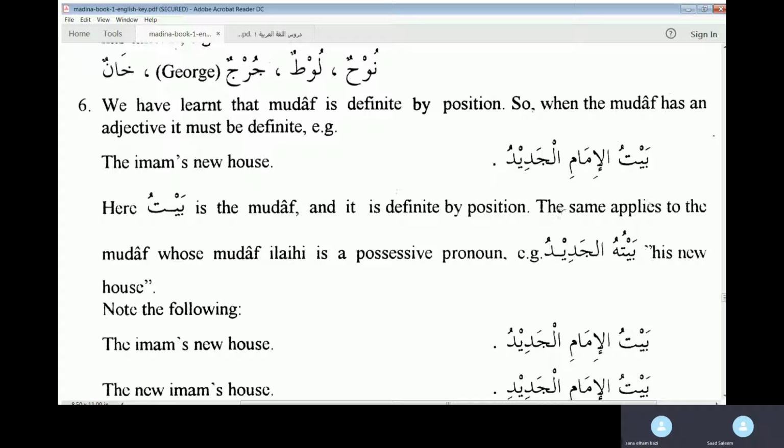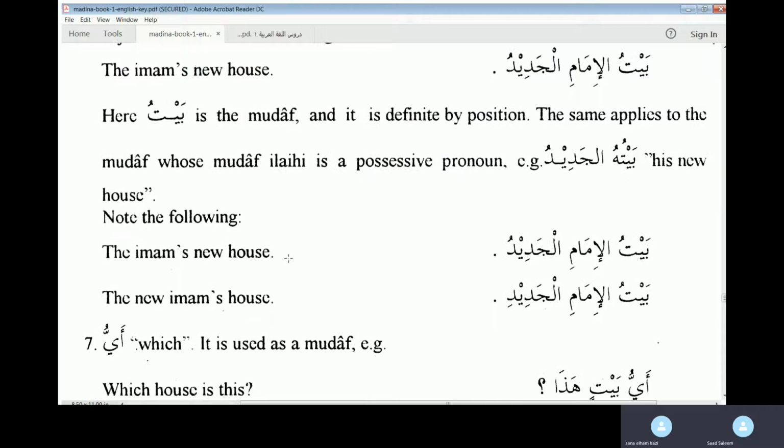Okay. Note the following. Next. The Imam's new house, baitul imamil jadidu. The new Imam's house is baitul imamil jadidi. What is this for the new Imam's house?